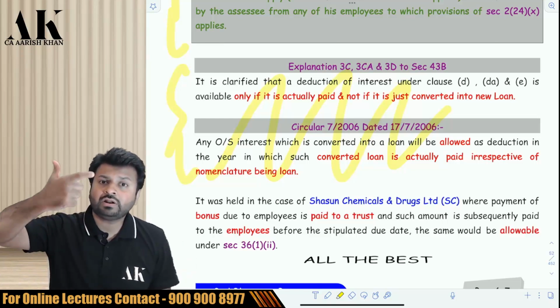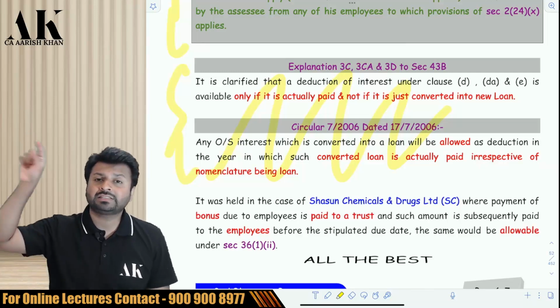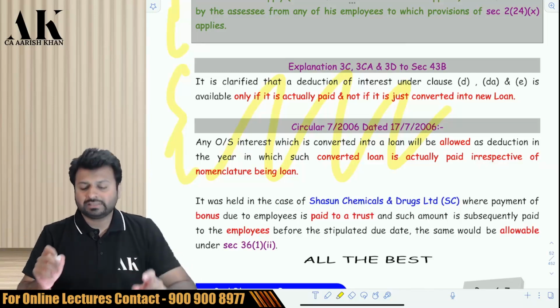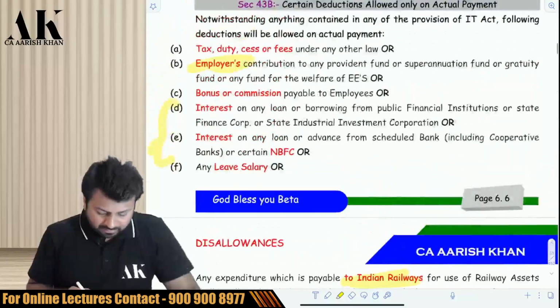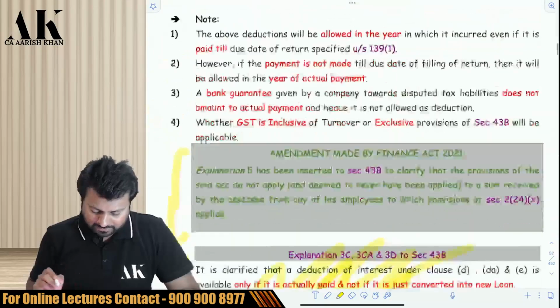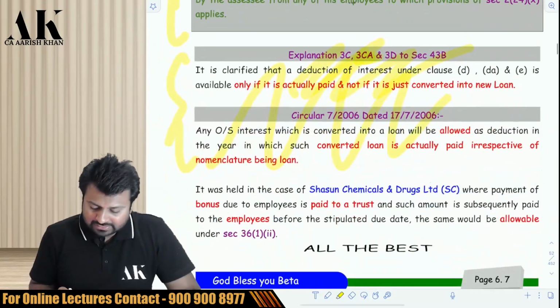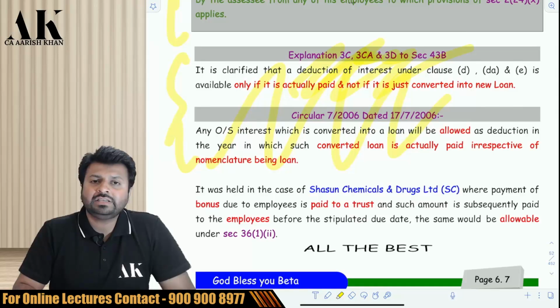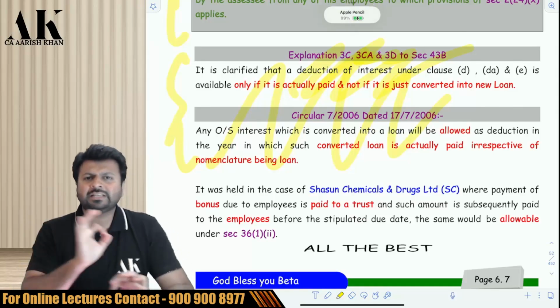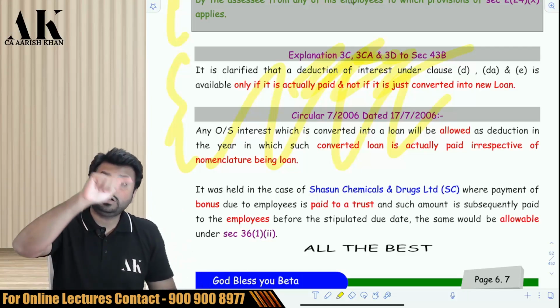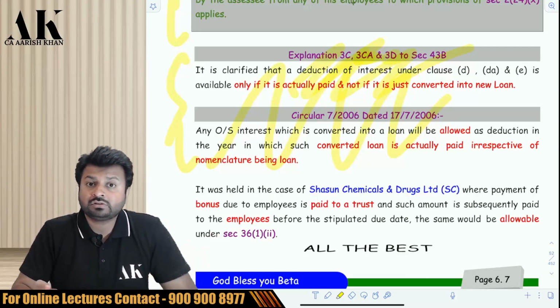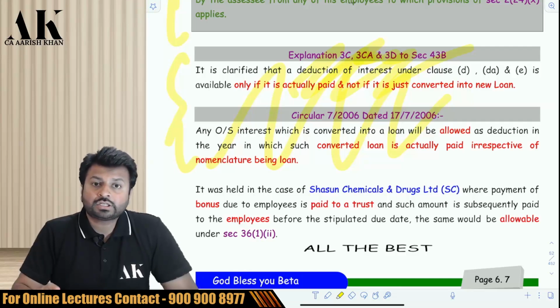So conversion of an outstanding interest into a new loan, will that be considered as an actual payment? The answer is no. The government has given explanations to section 43B in the form of Explanation 3C, 3CA and 3D. 3C for this particular point, 3D for this particular point, and 3CA for NBFCs. That is the reason 3C, 3CA and 3D, these are the three explanations which the government has given. This explanation very clearly clarifies that conversion of an outstanding interest into a new loan does not amount to actual payment. It is not an actual payment. It will not be allowed as deduction now.